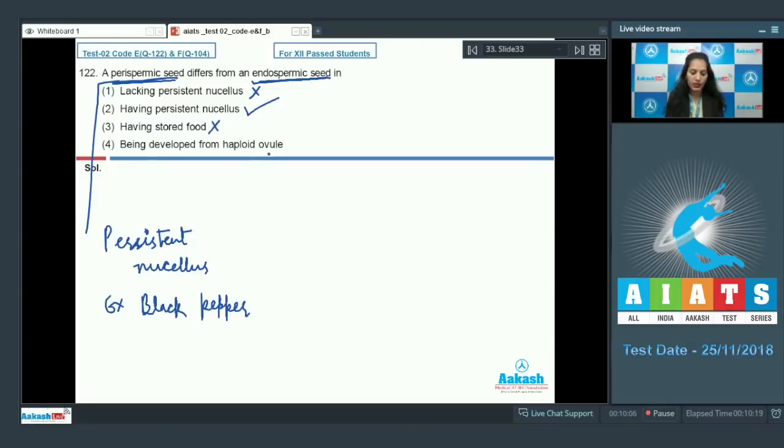Being developed from haploid ovule. Ovule is diploid, not haploid. So this option is ruled out. So the correct option for the given question is option number 2. Let's move on to the next question.